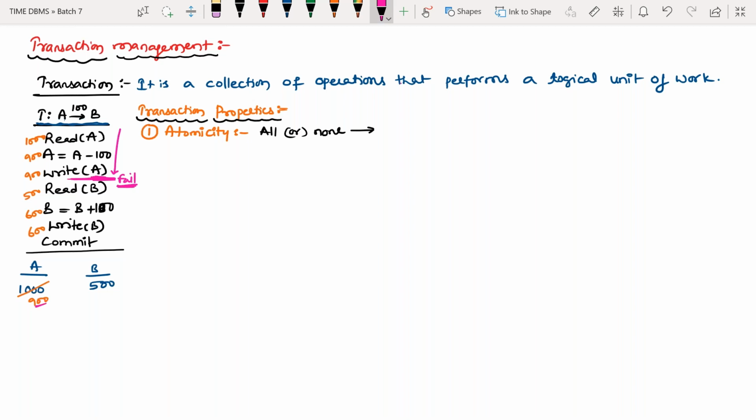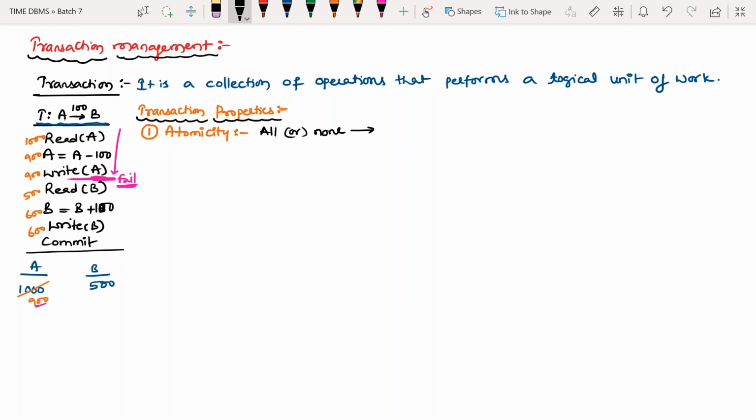That means for a database system state to be correct, either all the operations of a transaction are executed or no operations of a transaction are executed, then it is correct. If neither all nor none, meaning only some of the operations are executed, then the system may go into an incorrect state, also called an inconsistent state. So to ensure correctness of the database system, it requires the atomicity property.